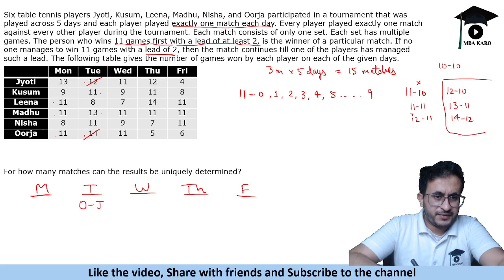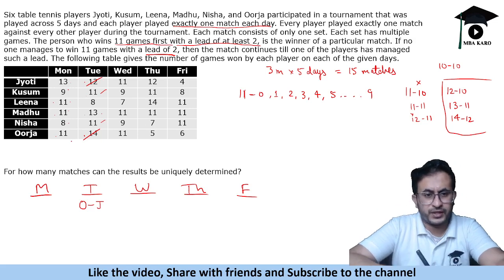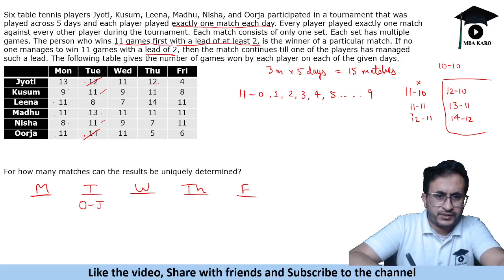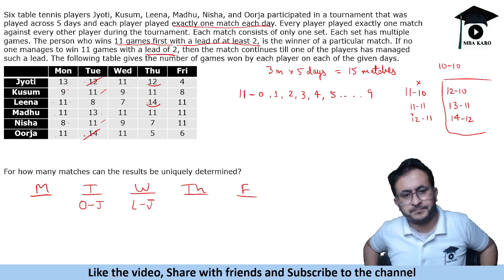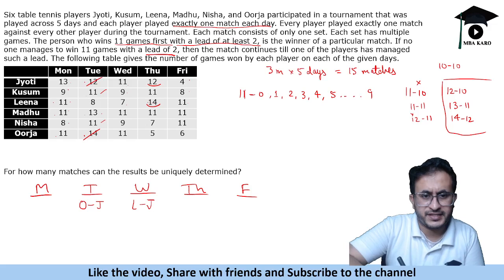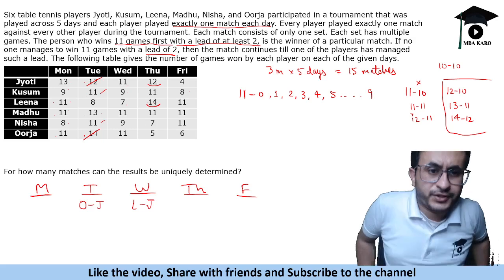Now 13 versus 11 can be this or this, right? And on the first day also it can be 11-9, 11-8. Which one is which we cannot tell, but we know the score lines. Now on Wednesday, 11 versus 9, 11 versus 7 and 11 versus 9. We have no idea who plays which match. On Thursday, it is 14 versus 12. So 14 versus 12 can happen only in this case, that is Leena versus Jyoti. Now Friday, it is 11 versus 8, 4, 6. But who wins against whom? Not sure. Okay. Now let's do one thing.